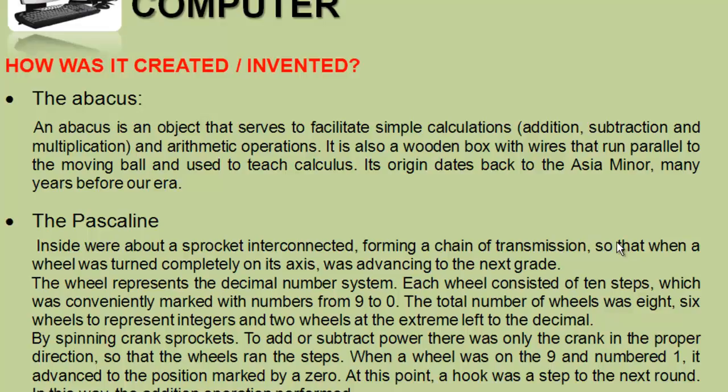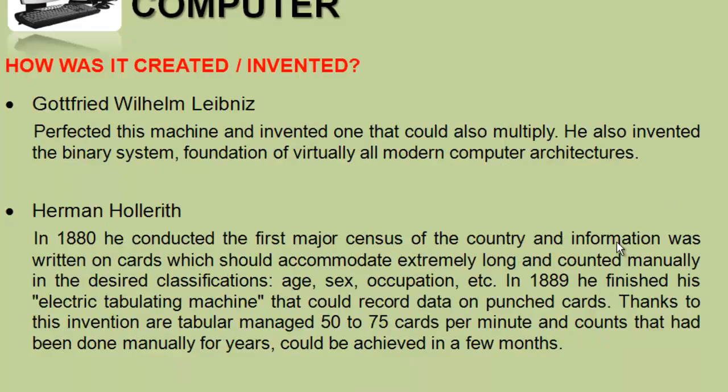By spinning the crank in the proper direction to add or subtract, the wheels ran the steps. When a wheel was on the 9 and advanced by 1, it moved to the position marked by a 0. At this point, a hook stepped the next wheel. In this way, the addition operation was performed. Gottfried Wilhelm Leibniz perfected this machine and invented one that could also multiply. He also invented the binary system, the foundation of virtually all modern computer architectures.